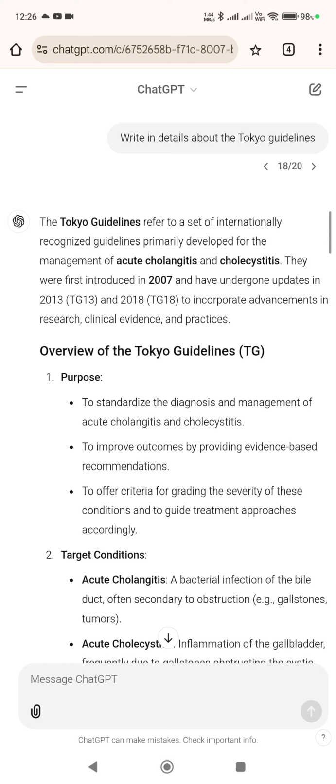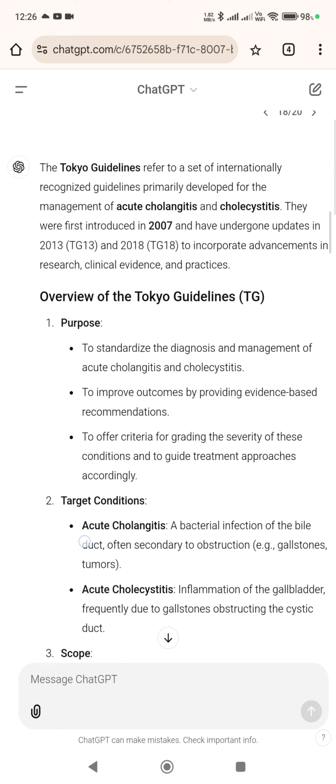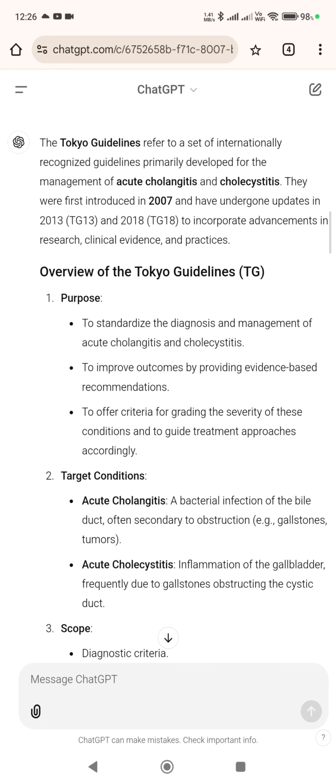The Tokyo Guidelines refer to a set of internationally recognized guidelines primarily developed for the management of acute cholangitis and cholecystitis. They were first introduced in 2007 and have undergone updates in 2013 and 2018 (TG18) to incorporate advancements in research, clinical evidence, and practices. Overview of the Tokyo Guidelines (TG).